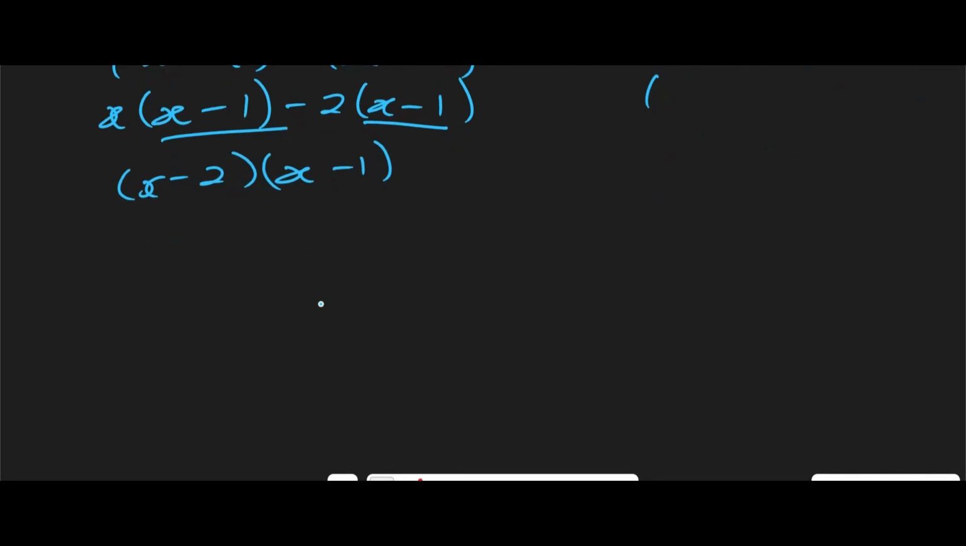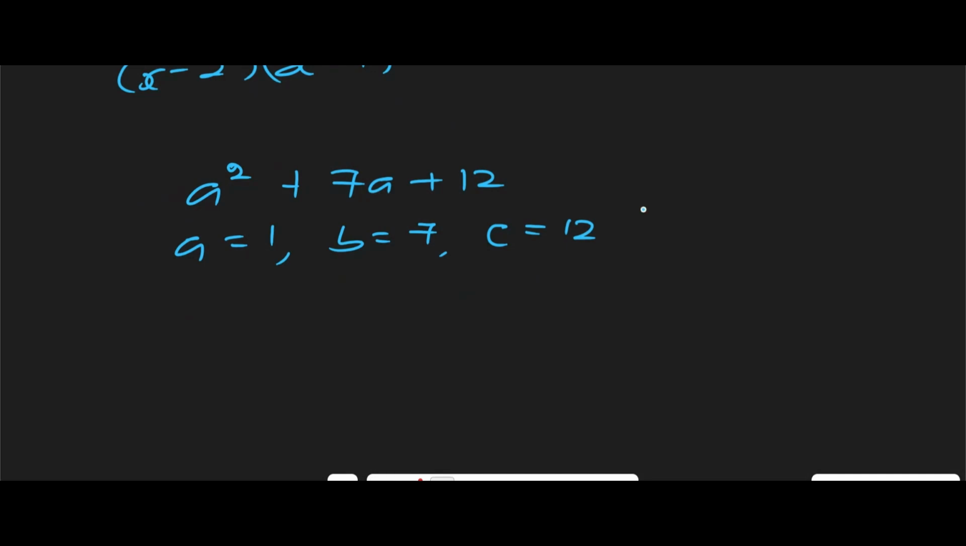Let's take one more expression. We have a squared plus 7a plus 12. Feel free to pause the video and simplify or factorize this expression. So in this case, a is equal to 1, b is equal to 7, and c is equal to 12. So we just multiply c by a, and c by a is going to give me 12. So let's look for the factors of 12. So we have 3 and 4. We have 2, 6. We're going to get many factors.